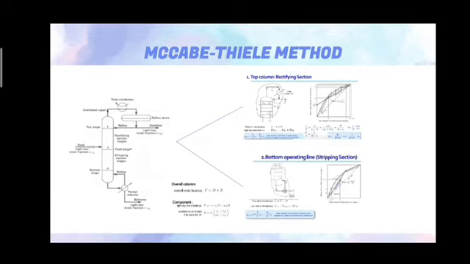Now, how to make the rectifying and the stripping sections. First, we look at the overall column. We can see that the overall mole balance is F equal to D plus B, and then we focus on the component: F z_F equal to x_D D plus x_B B. Light key means the more volatile component.